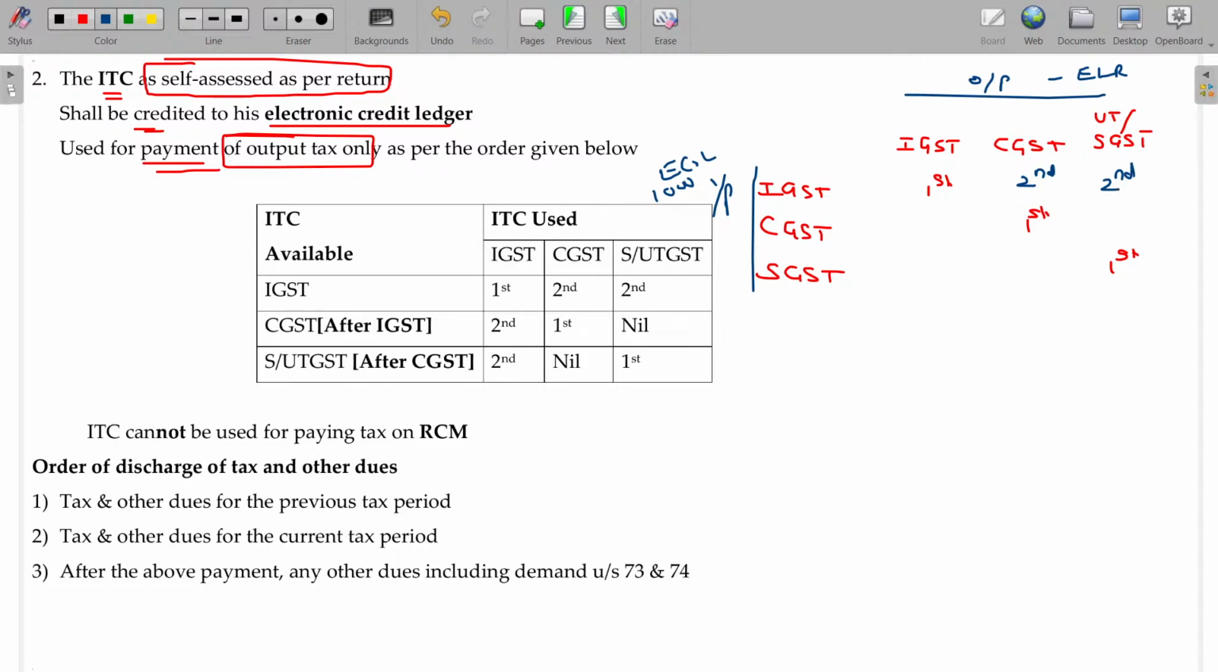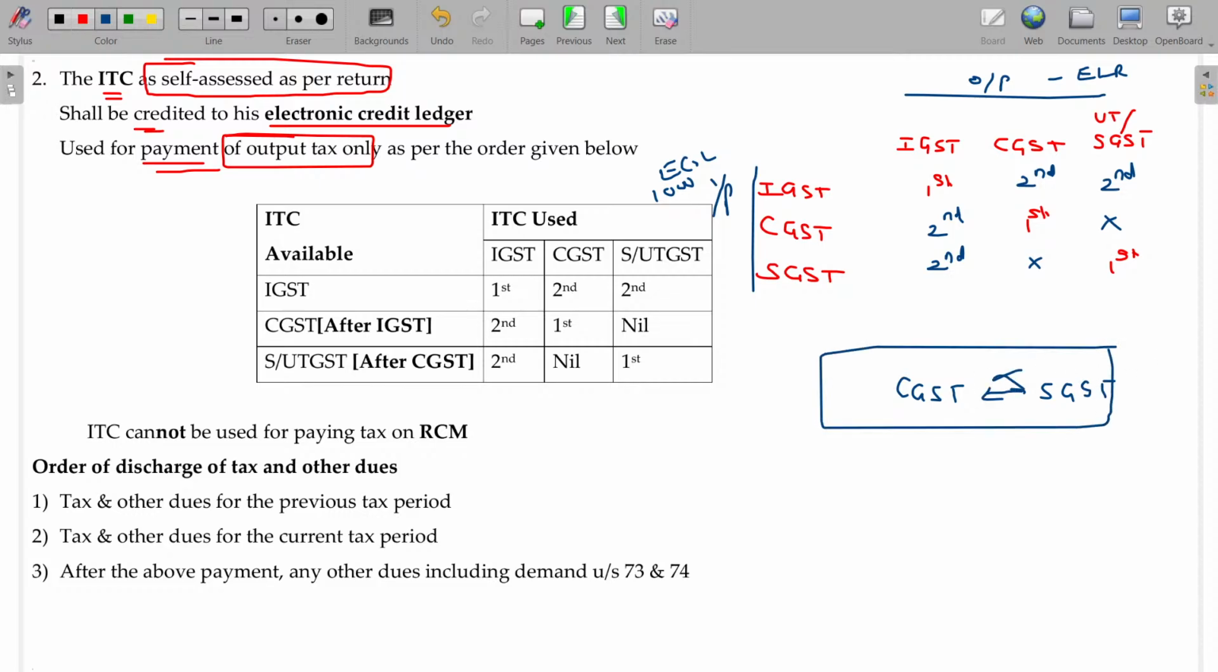But in case of CGST, after the CGST, if you still have excess, you can use it for IGST, not for SGST. In case of SGST, you can use it for SGST first, else you can go for IGST second, not for CGST. From this, it is very clear. CGST to SGST is prohibited and vice versa is prohibited. So it is very clear, IGST being universal donor and acceptor. In blood you might have seen, right? Universal donor and acceptor.